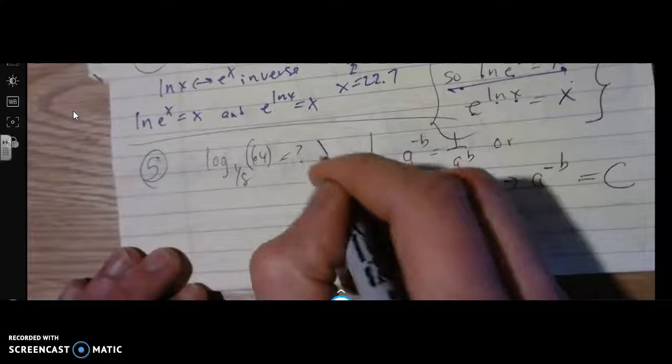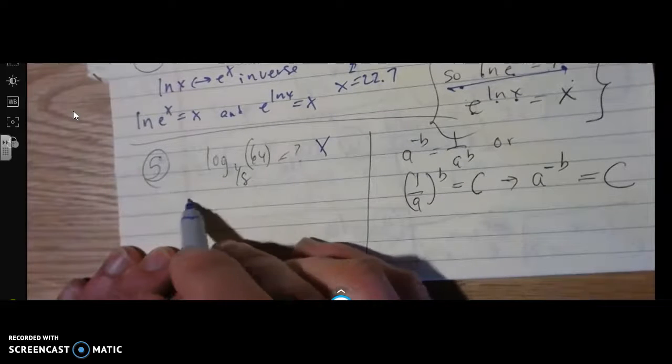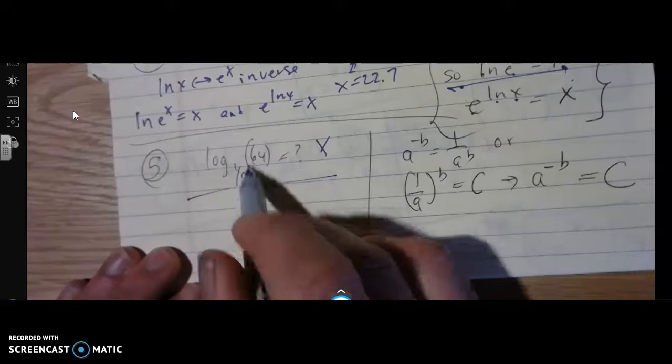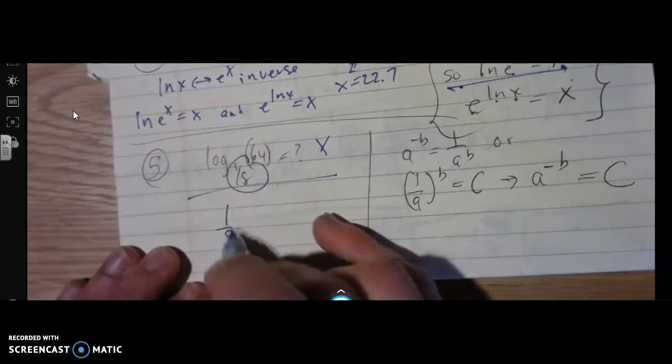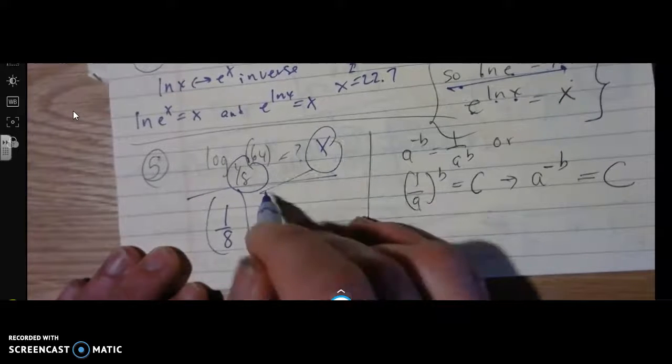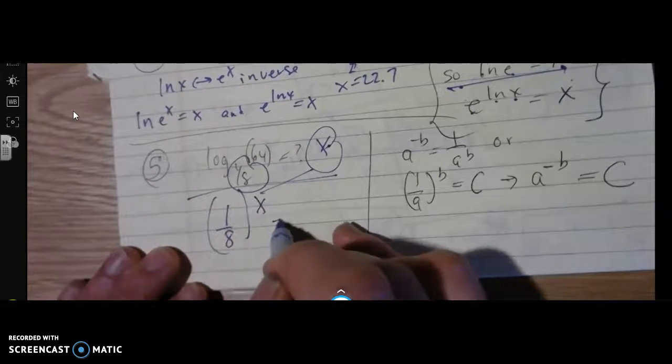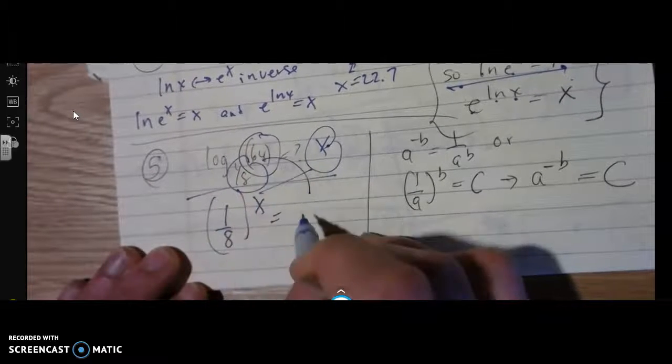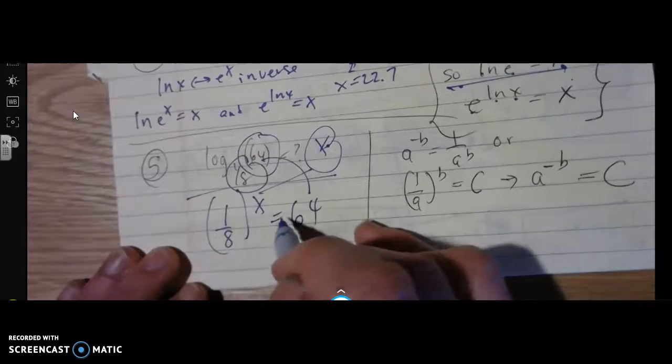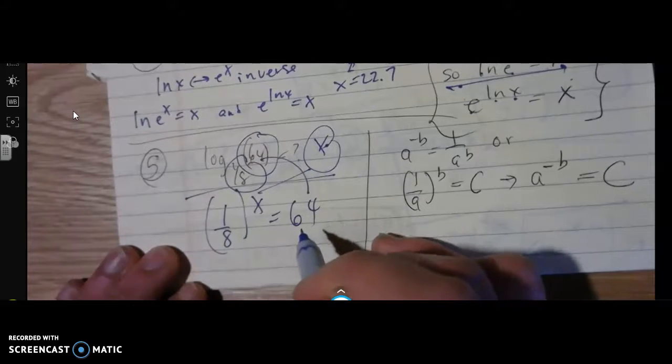Now here, we just change it from log form to exponential form. There's the base, so it's 1/8. 1/8 to what power? The logarithm becomes the exponent, and the number we're taking the log of goes to the other side. So 1/8 to the x is equal to 64.